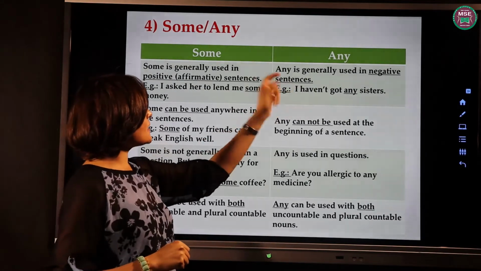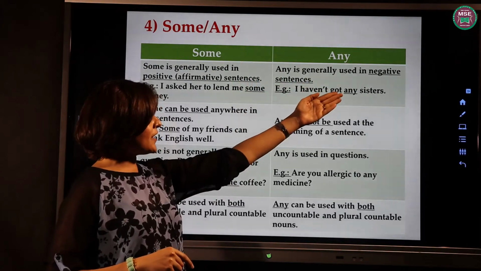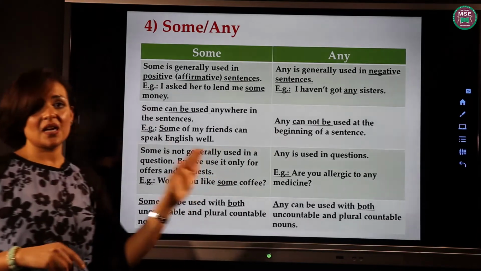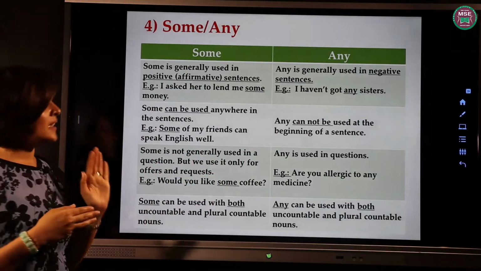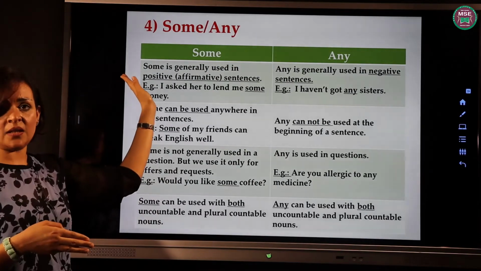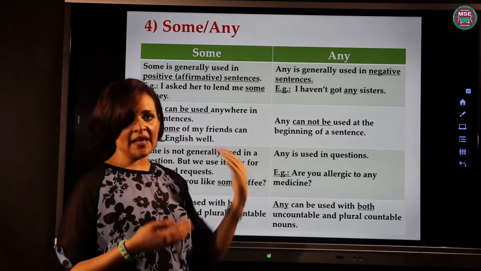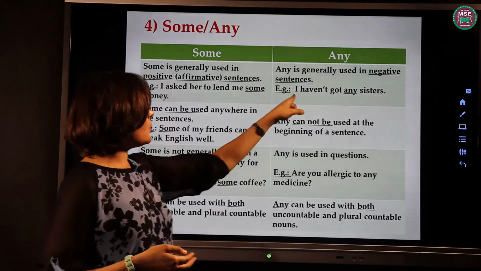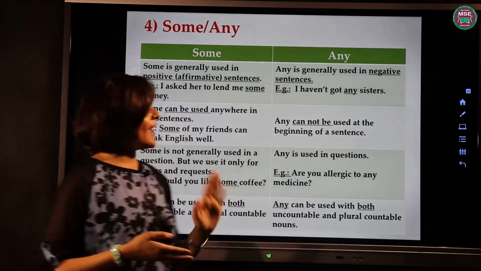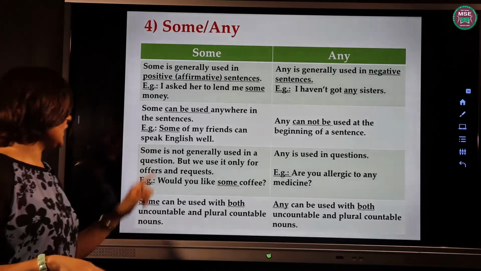In this case, I say that any is used in negative sentences and questions. So I use some in positive sentences, but I use any in negative sentences and questions. Here we have an example: I haven't got any sisters. It means that I haven't got any at all.